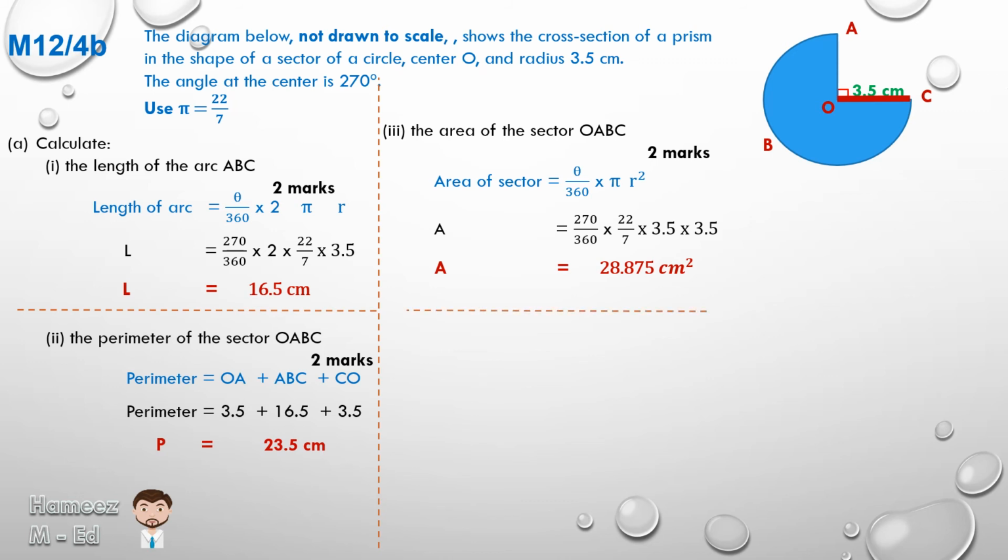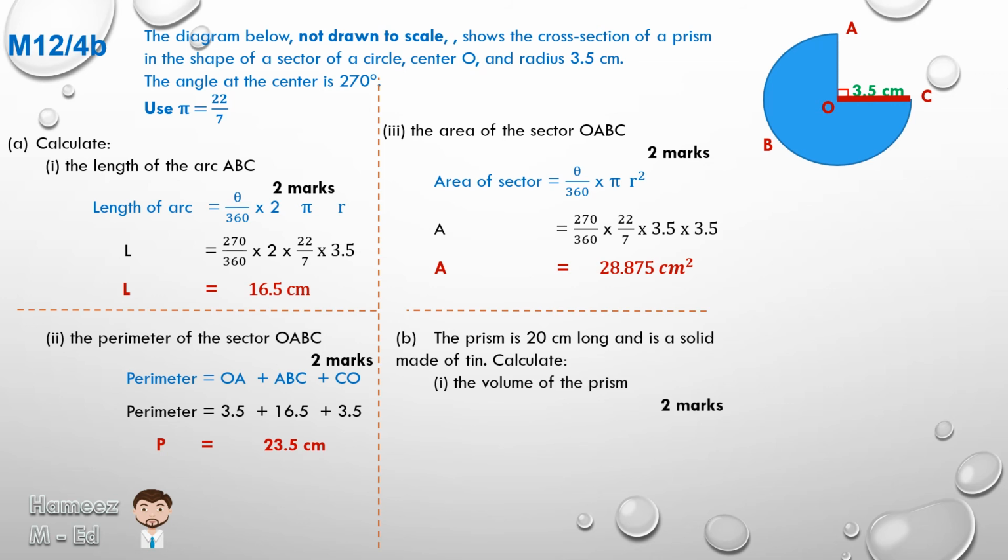And in part B now, the prism is 20 centimeters long and is a solid made of tin. Calculate the volume of the prism. So we have the volume of a prism. Remember, a prism is one in which the cross-sectional area remains the same.